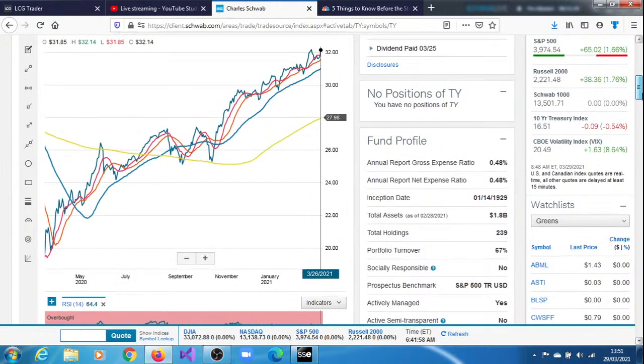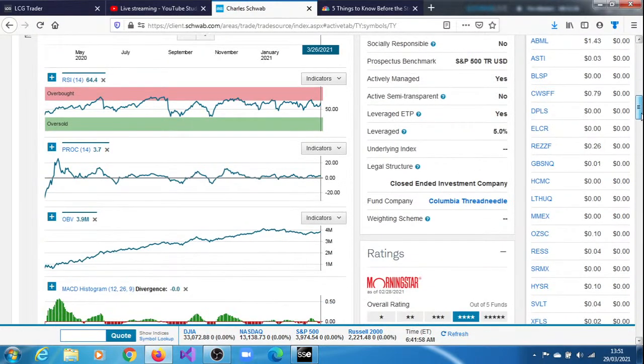Yes, we can see that. I think it retraced here, but it's now extending gradually.